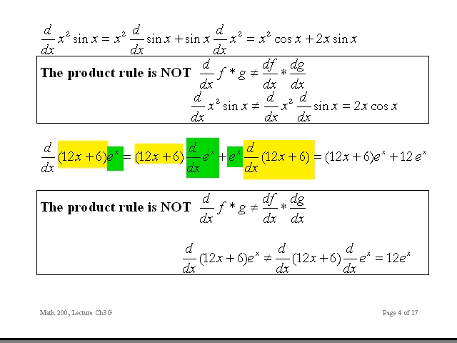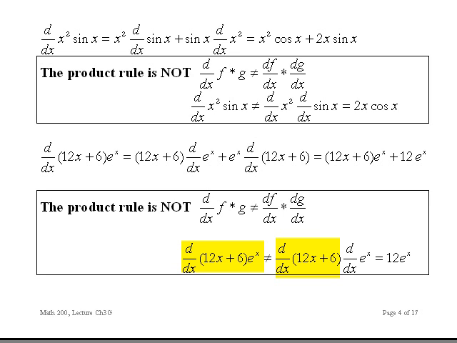All right, again, I'm going to show you what the product rule is not. I just wrote it again for emphasis. So say I'm taking the derivative of 12x plus 6 times e to the x. I cannot just take the derivative of the f function and multiply it by the derivative of the g function. That would give me 12 e to the x. In that case, it happens to be the last term, but it's not the right answer.